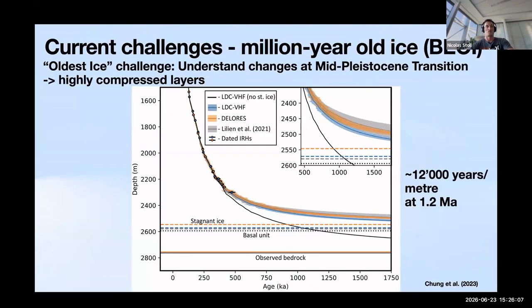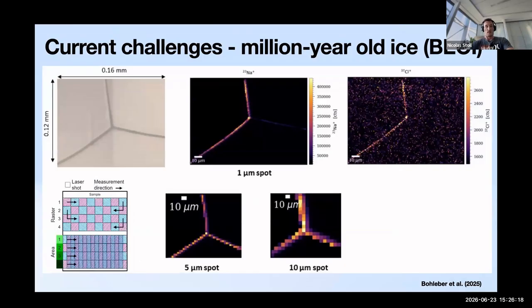And now I wanted to come back to this oldest ice challenge that I introduced already. So just remember those 12,000 years in 1 meter at 1.2 million years before now. And for this, if we look at laser ablation, so this method that I introduced earlier, we managed to push the technique quite a bit to measure with a 1 micrometer laser spot size. So this is the highest resolution the instrument can do.